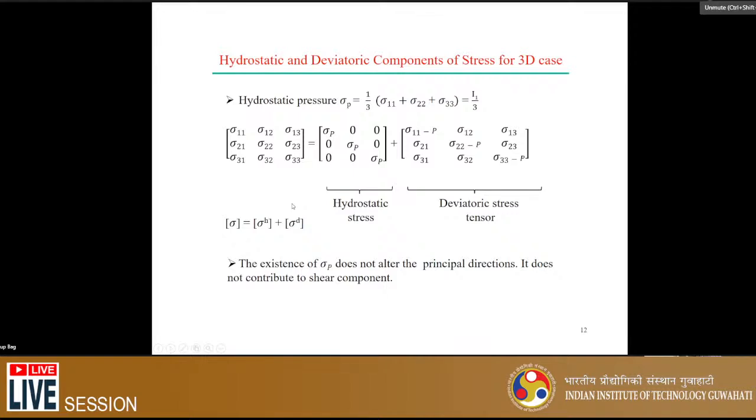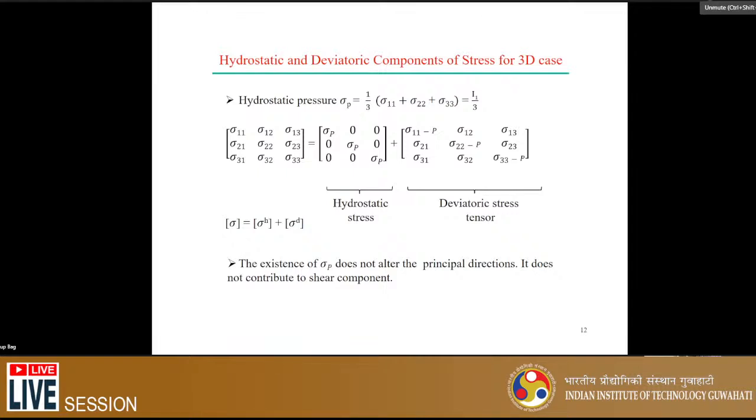The existence of sigma p, that is hydrostatic pressure or hydrostatic stress, does not alter the principal direction. It cannot alter the principal stress direction, and it does not contribute to the shear component. So even if we analyze, we can find it out the other way also.